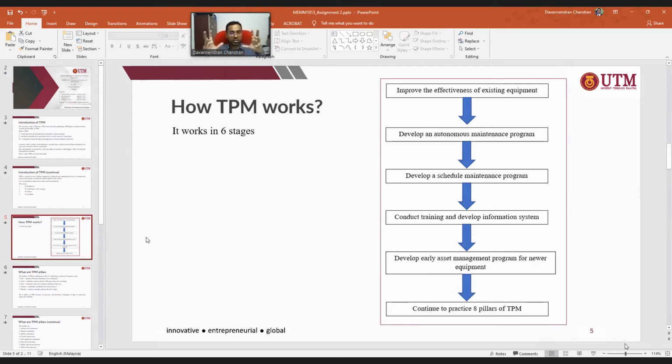It works in 6 stages. Firstly, improving the effectiveness of existing equipment. The second stage is to develop an autonomous maintenance program. The third stage is to develop a scheduled maintenance program. The fourth stage is to conduct training and develop information systems. The fifth stage is to develop early asset management. So whenever newer equipment assets are purchased, they need to develop the program for it, right? And finally, to continue the practice of the 8 pillars of TPM.